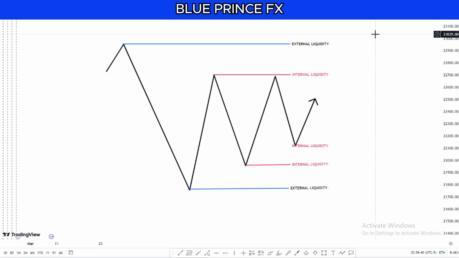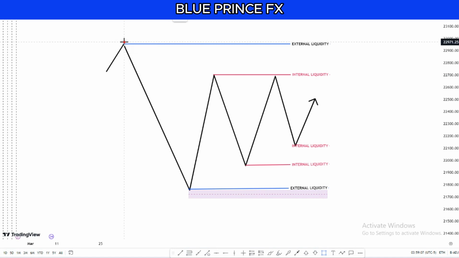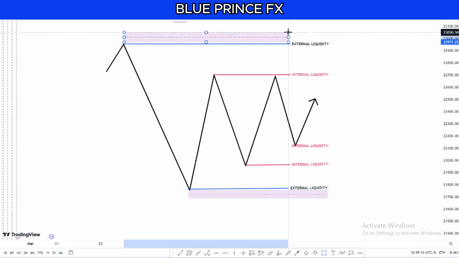Internal liquidity is typically found in the middle of an extreme expansion, meaning swing lows and highs that are found in the middle of an expansion. From the previous example, this is our daily high and this is our daily low. Below this extreme low we have our sell side liquidity, which is our extreme external liquidity, and above this high we have our buy side liquidity, which is our extreme external liquidity. In between this high and this low is where we find our internal liquidity.